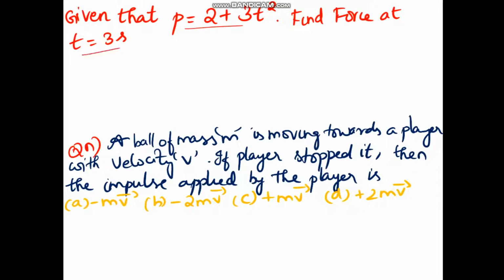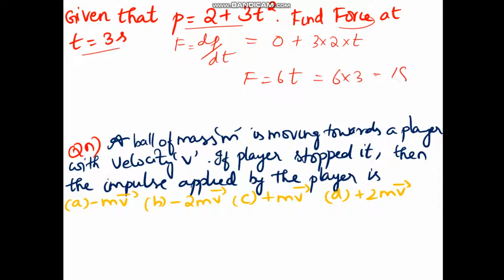Now this is the next numerical we have. Momentum is given, time is given, they are asking for the force. So F is dp by dt. I am differentiating this equation. Differentiation of 2 is 0, plus 3 into 2 into t. So force is 6t. At t equal to 3 seconds, force is 6 into 3, that is 18 newton.